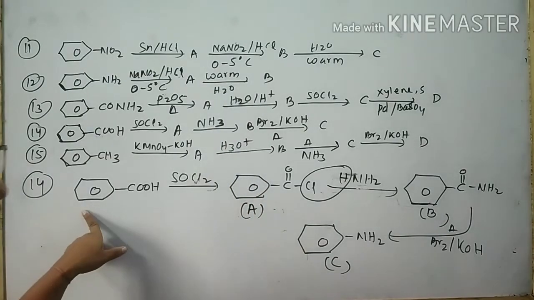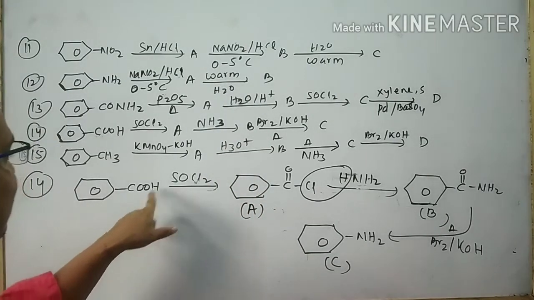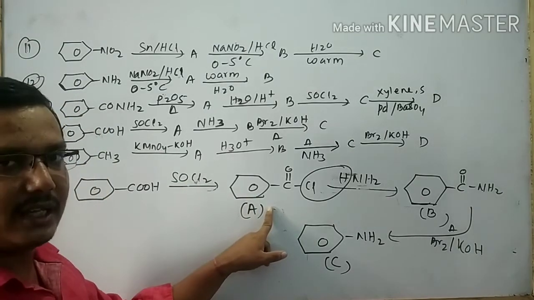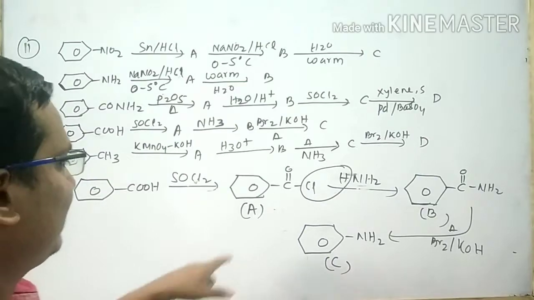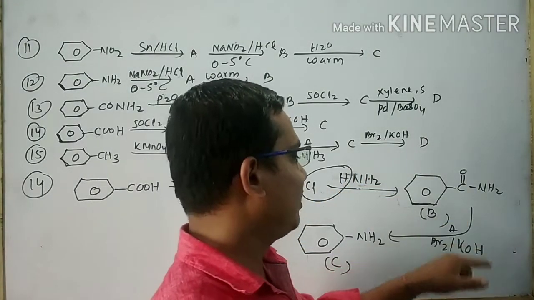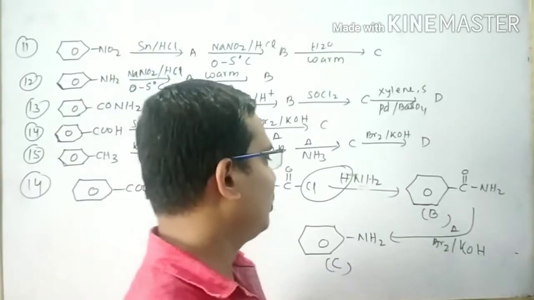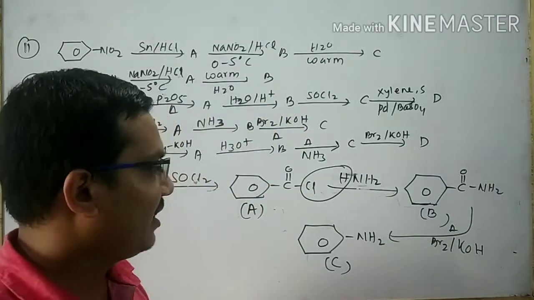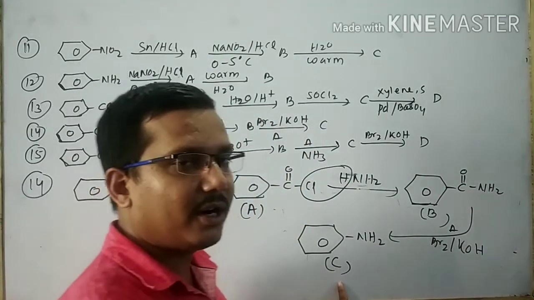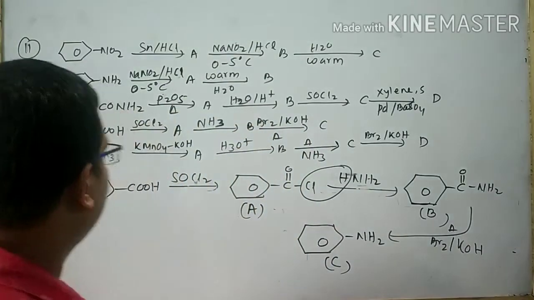Again I will repeat this. Benzoic acid subjected to reaction with SOCl2 gives the A product. The A product is your acid chloride. Acid chloride subjected to reaction with NH3. Then acid amide is formed. That is, benzamide is formed, which is considered as the B. B is subjected to Hofmann bromamide reaction. That is your C product. That is, aniline is formed.